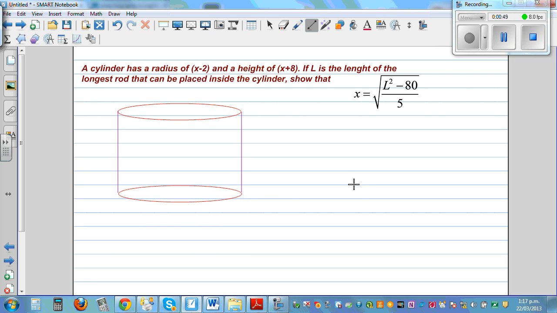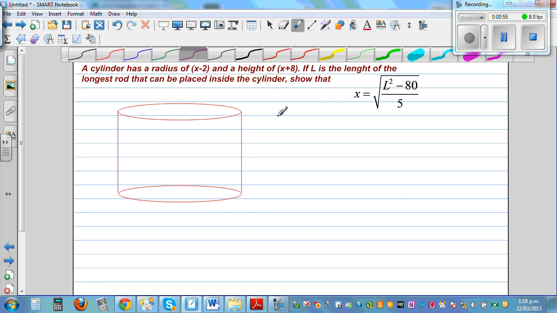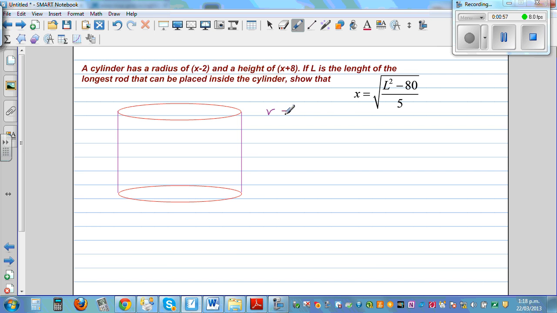Okay. So what do we know? Let's write what is given. The radius r is equal to x minus 2. And the height, so what does this mean? The diameter is 2 times the radius, so it is 2 times x minus 2. Let's simplify, so this is 2x minus 4. And the height is x plus 8.